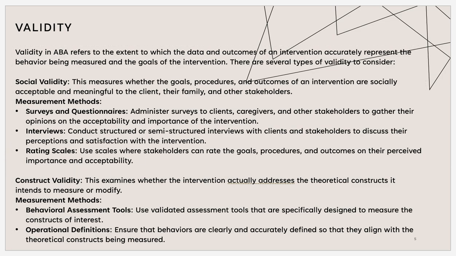So with social validity, this measures whether the goals, procedures, and outcomes of an intervention are socially acceptable and meaningful to the client and their family. Some ways that we measure this type of validity are through surveys and questionnaires, interviews, rating skills. These are all good ways to get a good gauge of whether our programs or interventions are socially valid. The next is construct validity.